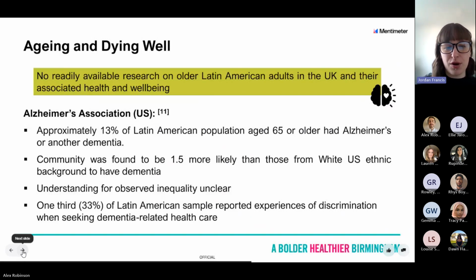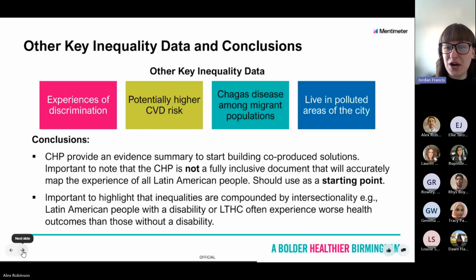So the community health profile overall, as I said, has provided just a summary start point to start building those co-produced solutions. And it's not going to be a fully inclusive document that will accurately map the experience of all Latin American people. As I said as well, there are some significant limitations to the research that we currently have at the minute, mainly being the reliance on international studies and the current lack of specific category for Latin American populations in a lot of the demographic questionnaires within the UK.